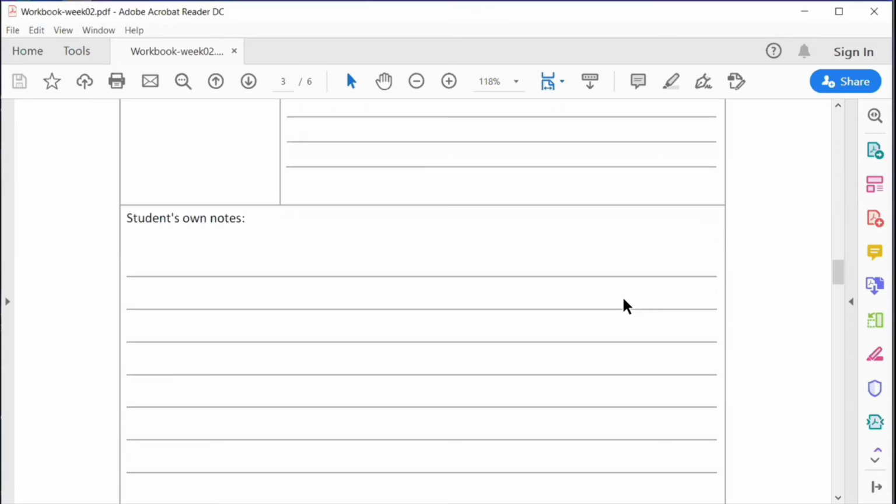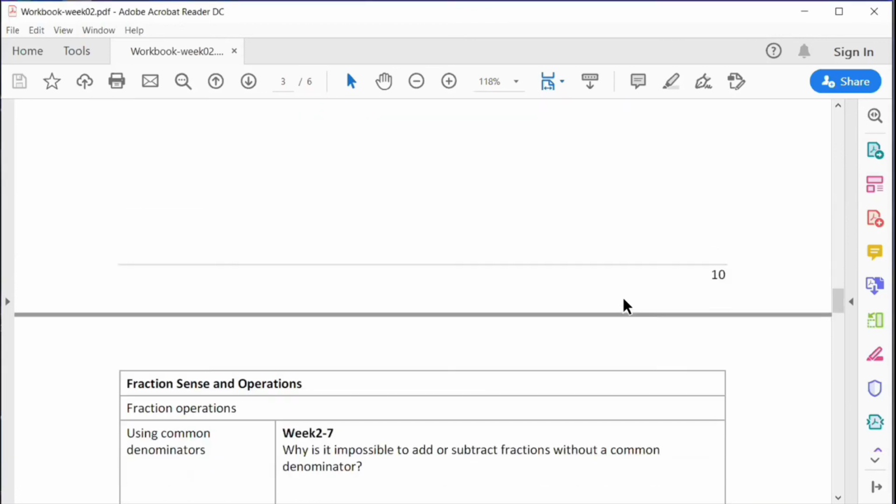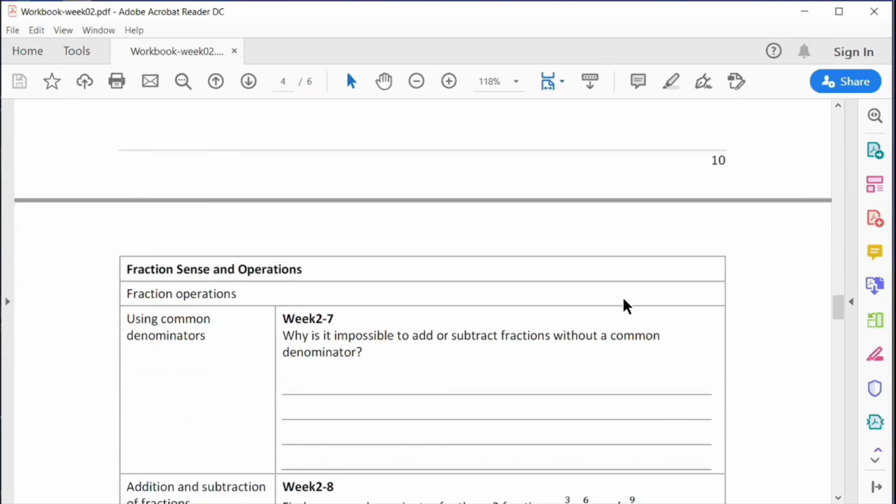Now, all right, let's move a little bit. Now we move more into theories, right? So question 7: Why is it impossible to add or subtract fractions without a common denominator? We talked about that before. I want you to write it down. Write what you think is the right answer so you can communicate. You can talk to someone else about it. You don't have the same unit. Whatever, write your understanding there.